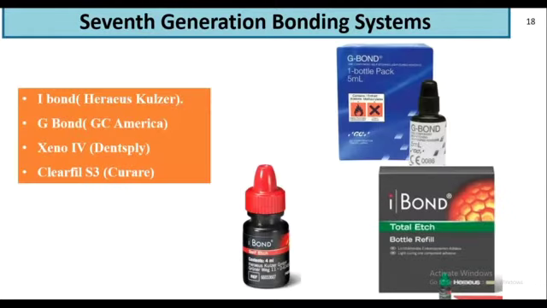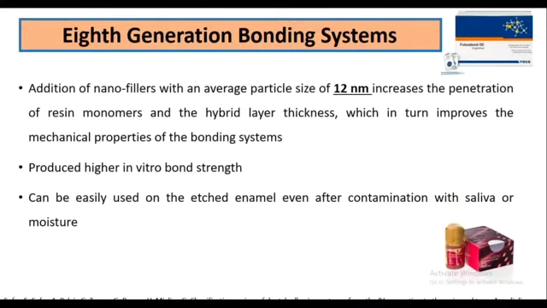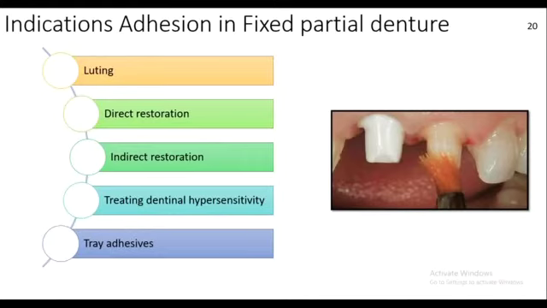Now whenever you talk about the seventh generation bonding agent, you have various examples like iBond, G-Bond, and Xeno IV. When you talk about the eighth generation, you have various nanofill particles which are basically present inside the bonding agent, which has a particle size of 12 nanometers. These have a high in vitro bond, good bond strength as well, and they can be easily used to etch the enamel surface.